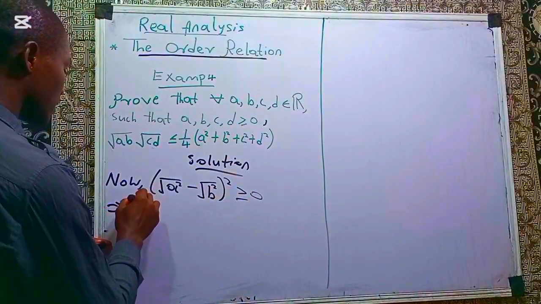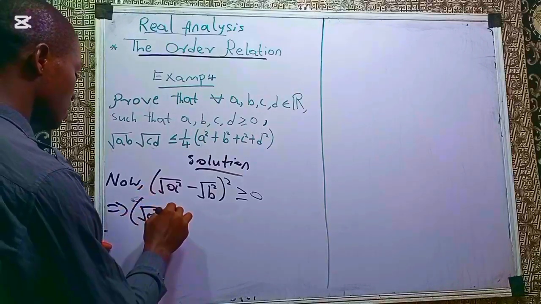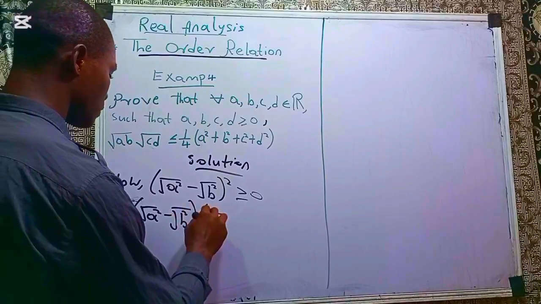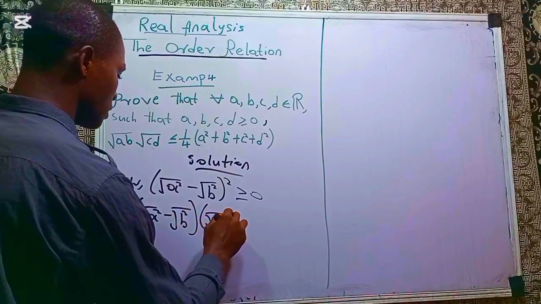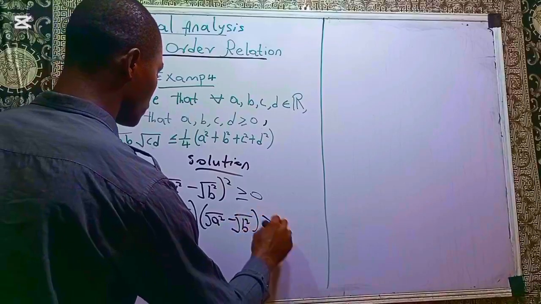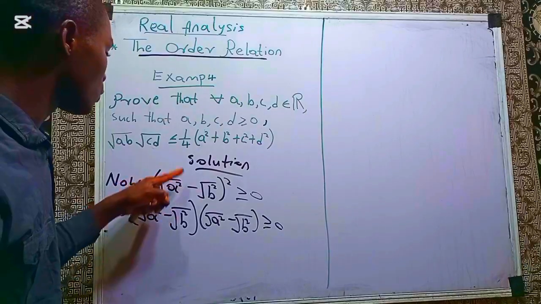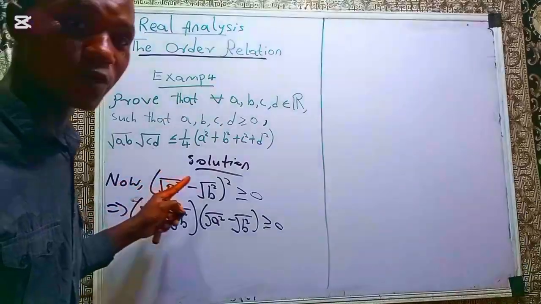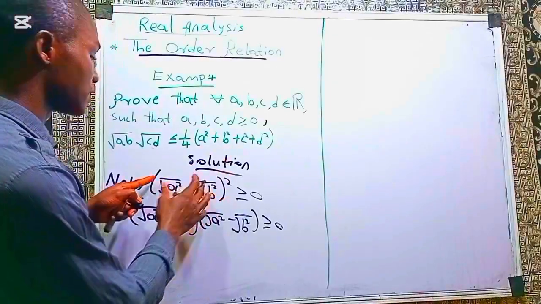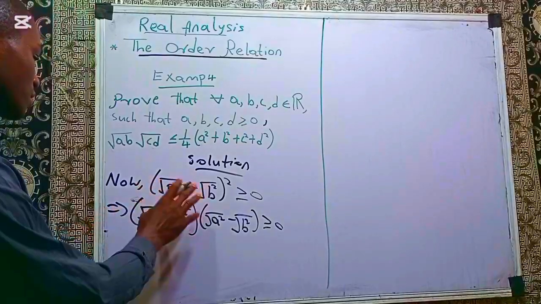So if you expand this, this will be the square root of a squared minus the square root of b squared, multiplied by the square root of a squared minus the square root of b squared, greater than or equal to 0. It is true that the square root of a squared is a and the square root of b squared is b, but I wrote this due to the nature of the proof we want to show here. That's why I wrote it like this.